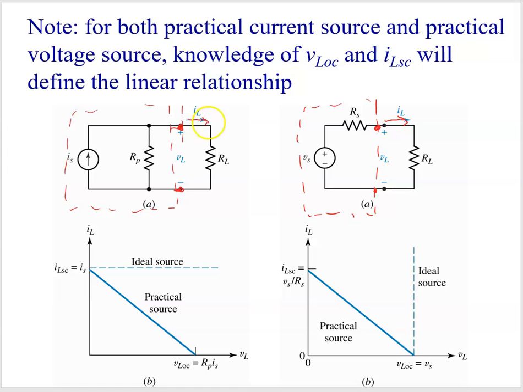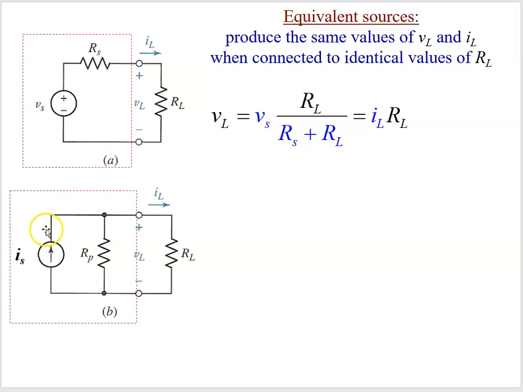So how can we get these two graphs to look the same? What we're talking about here is equivalent sources. When we're talking about equivalent sources, we're talking about equivalence from the perspective of the load. So we have the sources on the left, and looking in from the right, they're in fact equivalent.